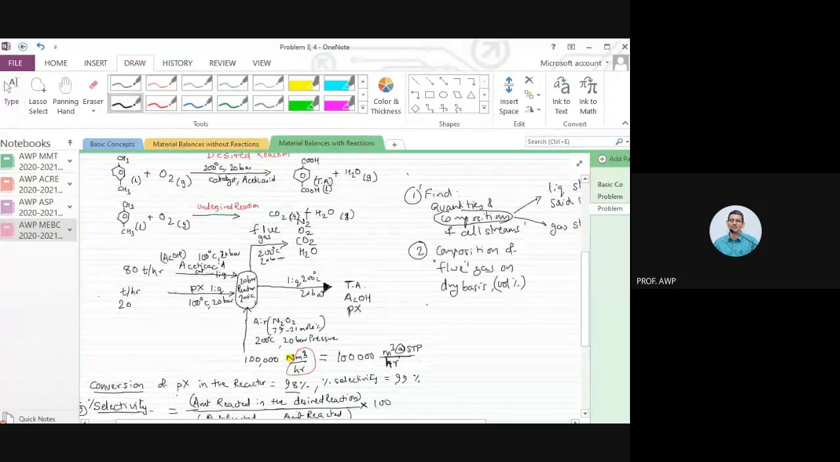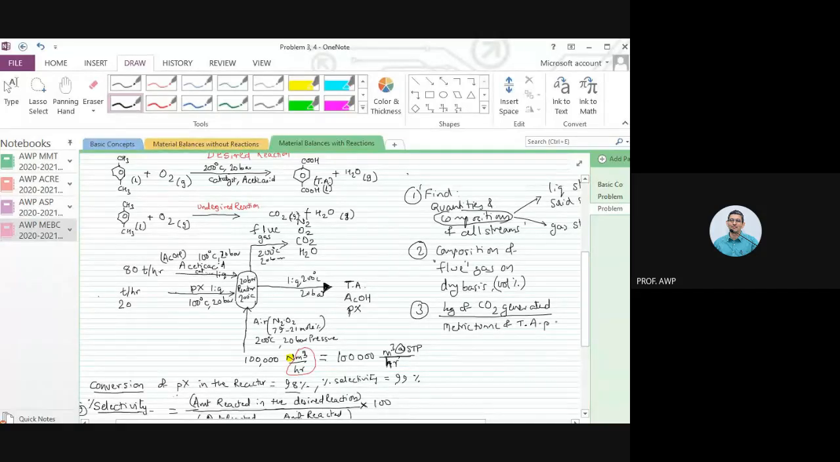Third very important thing we can find out: kgs of carbon dioxide generated per metric ton of terephthalic acid produced. We'll talk about why this is important.